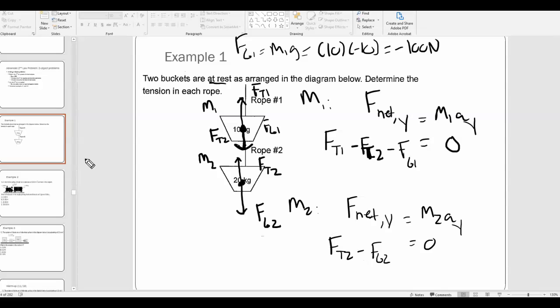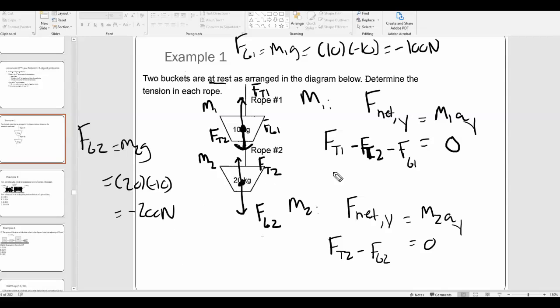So when I go to calculate Fg2, that would be m2 times g, and I get 20 times negative 10 equals negative 200 newtons. When I actually go to plug in, I'm just going to put minus 200 newtons. I'm not going to put minus negative 200 newtons, because this minus sign and this minus sign both indicate that the direction of the force of gravity is down. So don't overthink this.